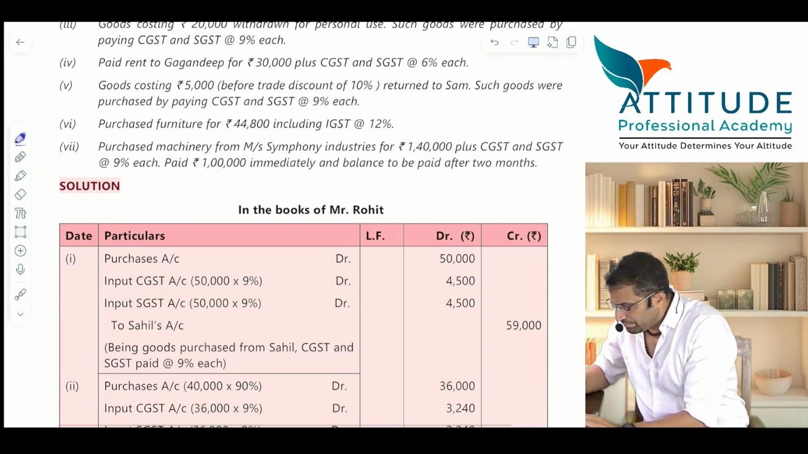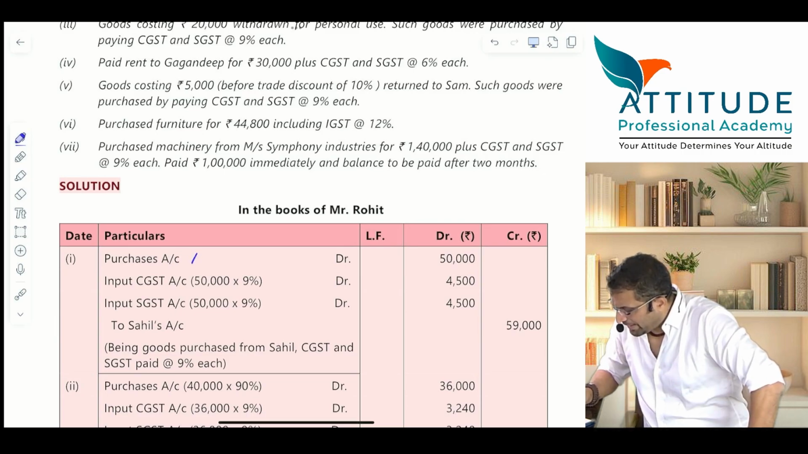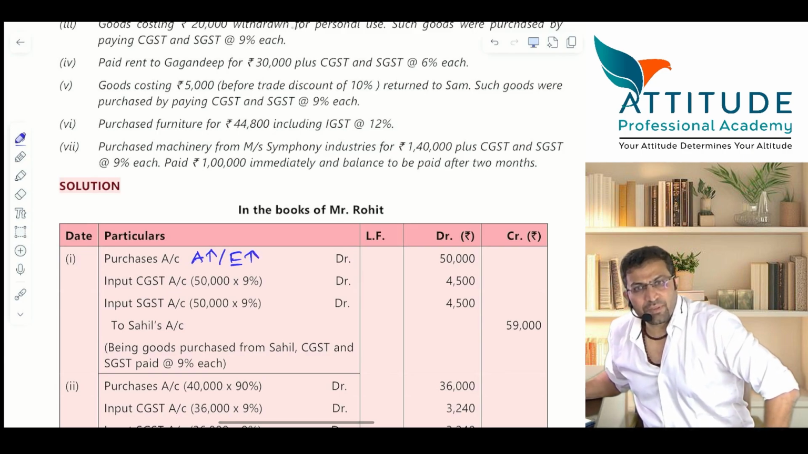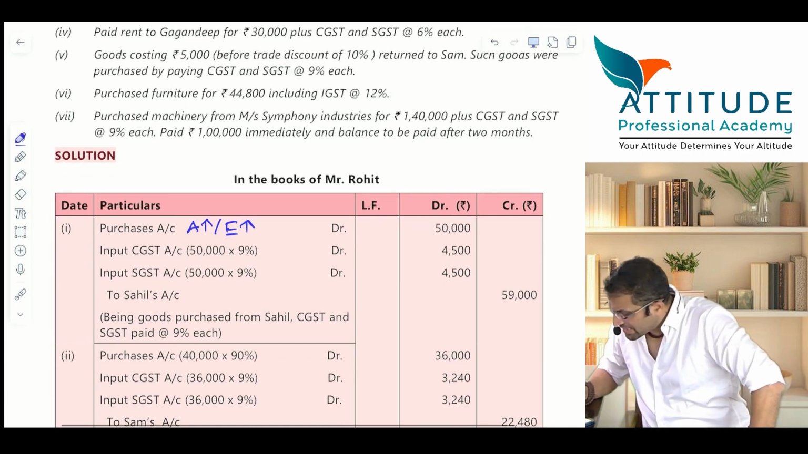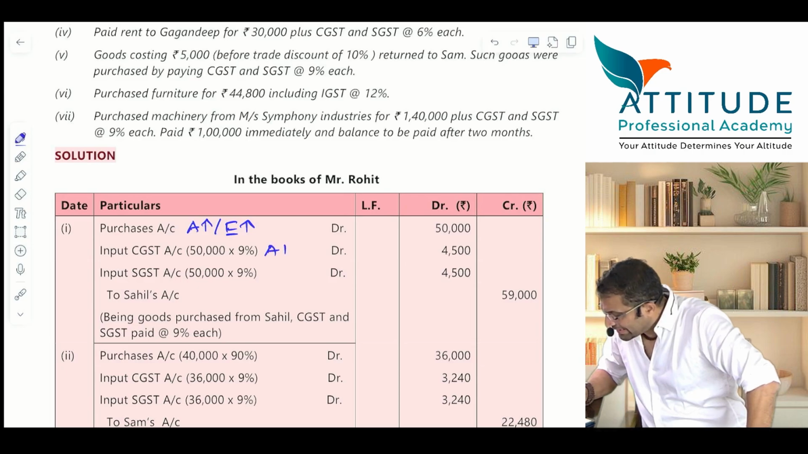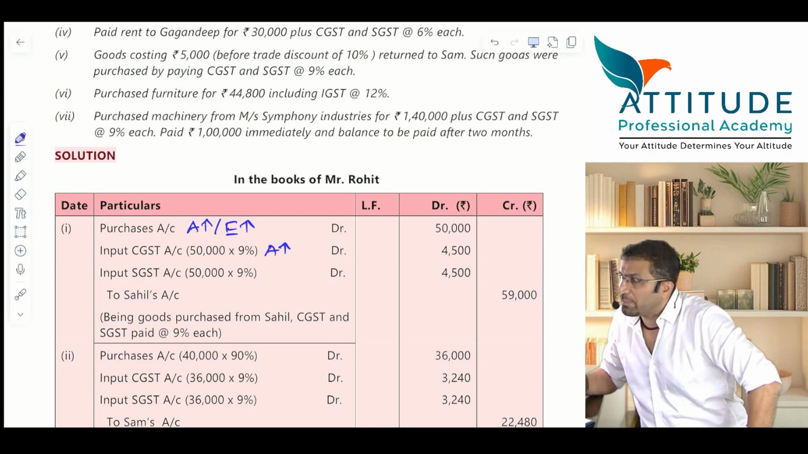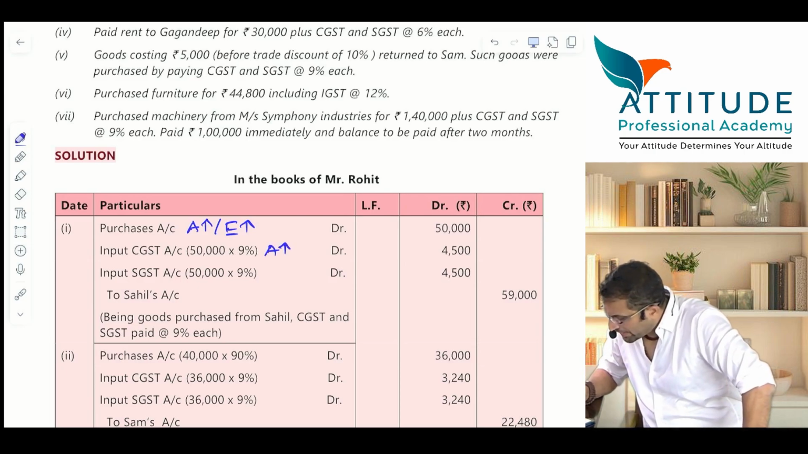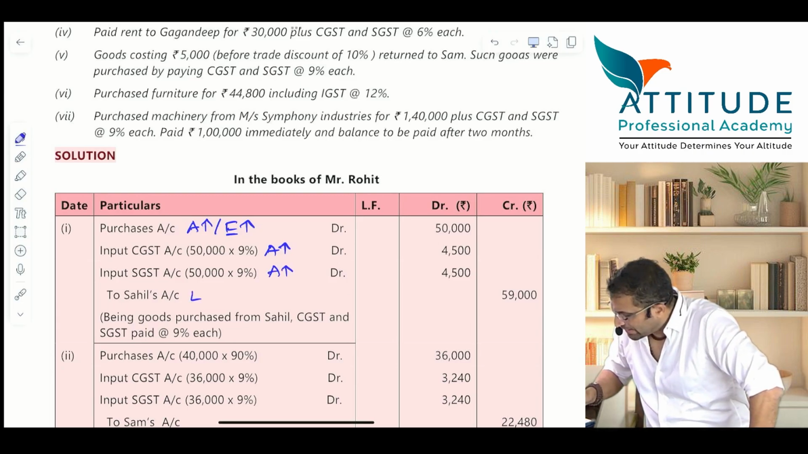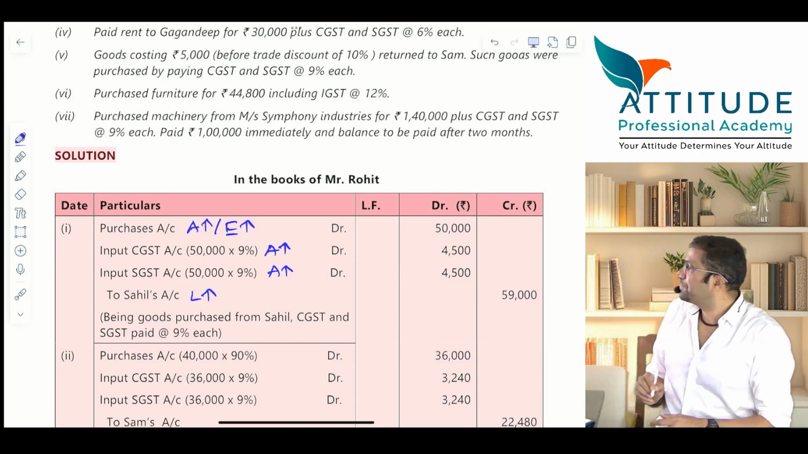Pass the entry. Purchase account debit: asset increases or expense increases. All of you are there? Yes. Input CGST debit: here asset increases. This is receivable from the government by you. Then input SGST: asset increases, and payable to Sahil: liability increases.